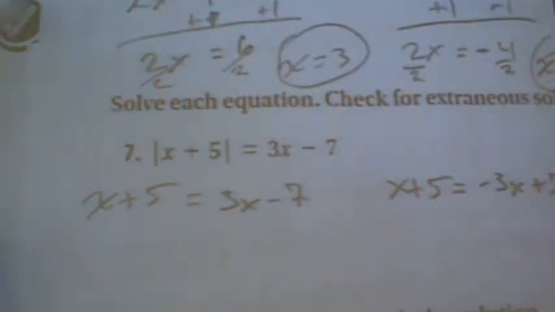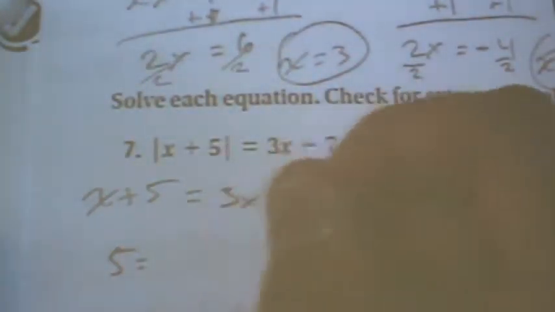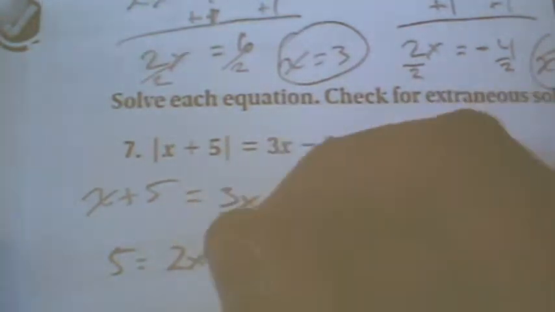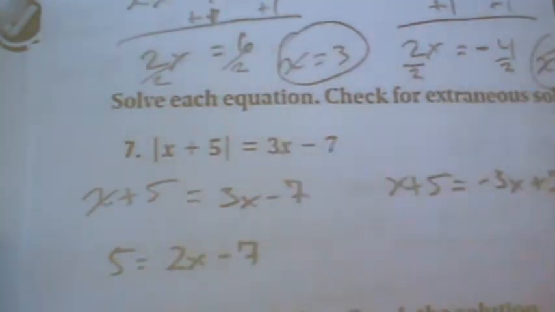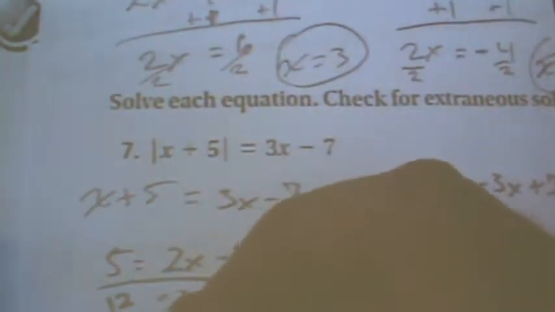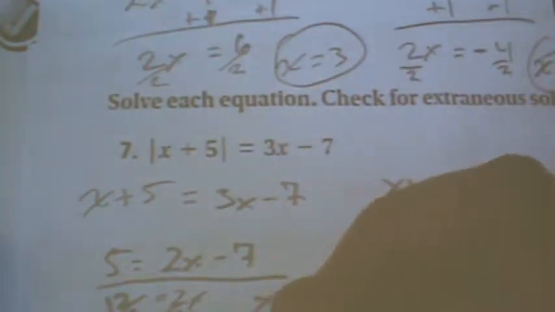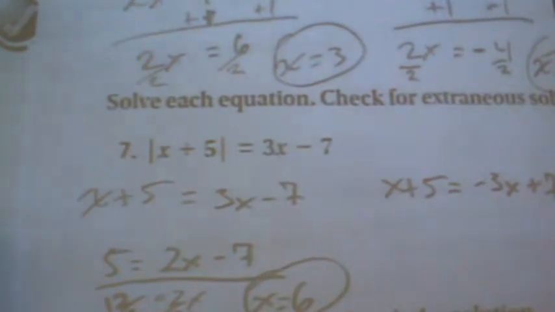Okay, so to solve this, what do you guys want to do first? Some people do the value first. Some people subtract the x. 5 equals 2x minus 7. Okay, so add 7. Kind of do it faster. 12 equals 2x, divided by 2. Sorry, kind of writing small there. x equals what? 6. Okay, move on to the next one.